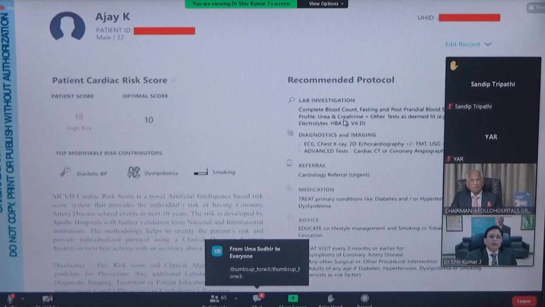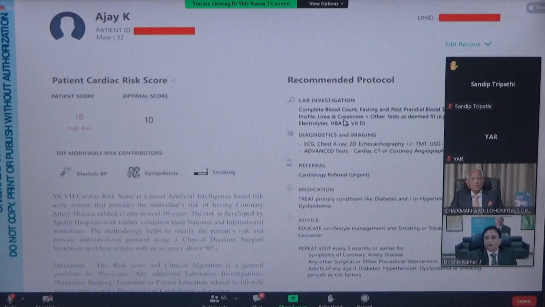And finally, let me tell you, this is how the report comes. The report is handed over to the patient, where you can see the patient score versus the optimal score. Again, it has been brought up by the machine learning itself what could be the optimal score for that particular person, for that age and that sex, and then what is the patient's current score. So the patient can know where he stands, whether he's better or in a bad shape.